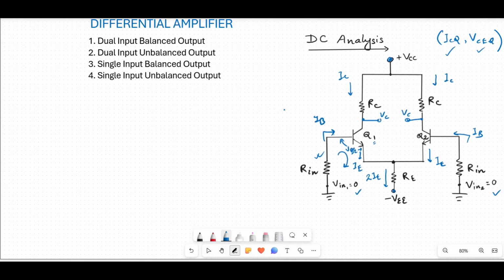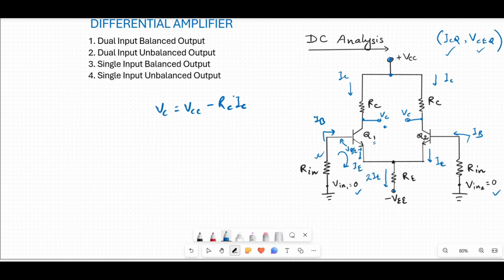Now let's move ahead and determine the collector to emitter voltage VCE. The voltage at the emitter of the transistor Q1 is approximately equal to minus VBE, if we assume the voltage drop across Rin to be negligibly small. Knowing that the emitter current IE is almost equal to IC, we can obtain the voltage at VC to be equal to VCC minus ICRC. So this VC voltage is the potential difference of VCC minus the voltage drop across the RC resistance, which is ICRC.